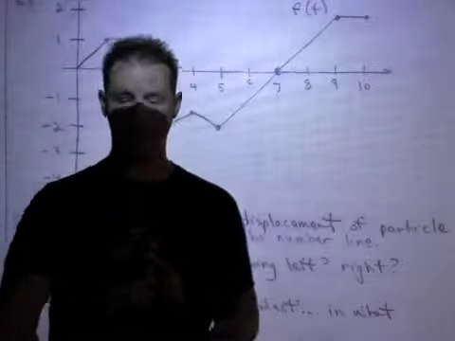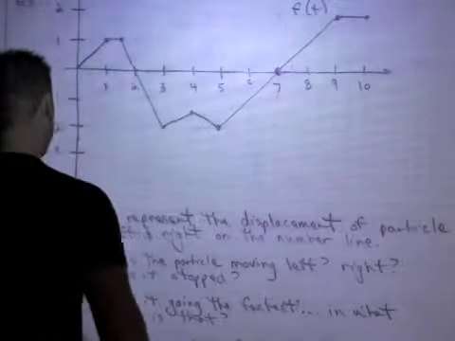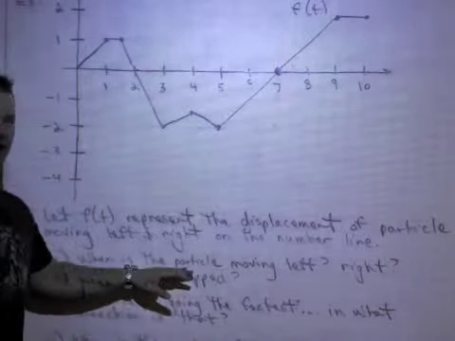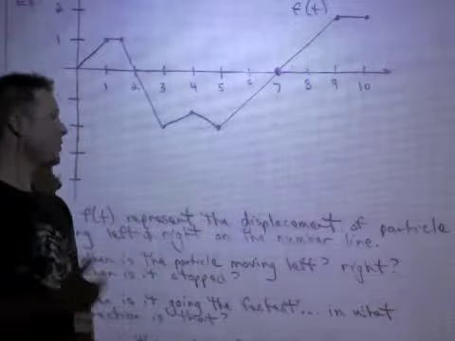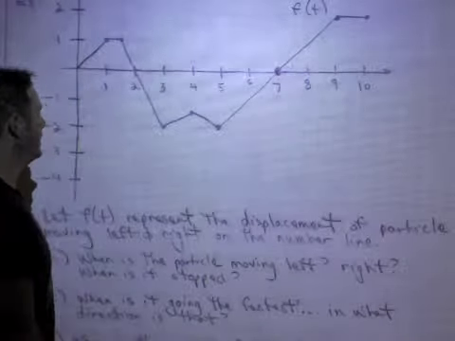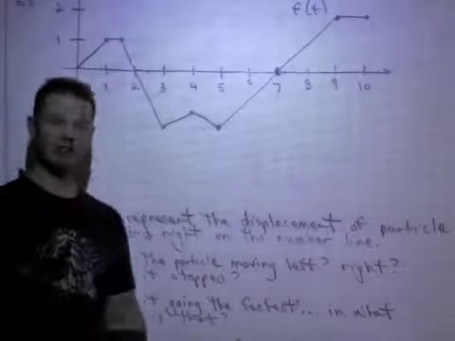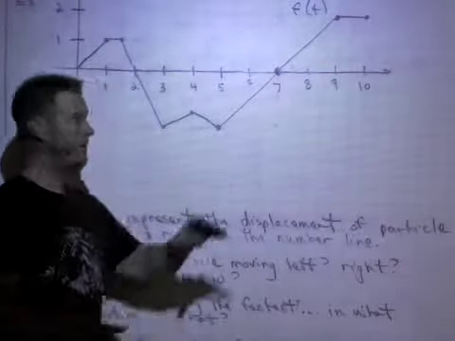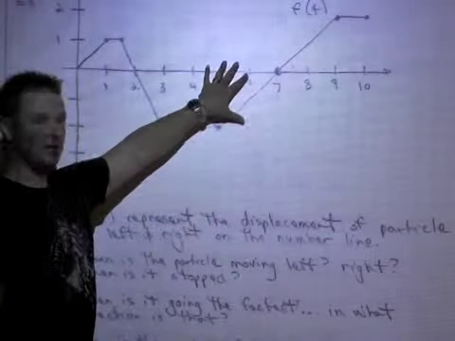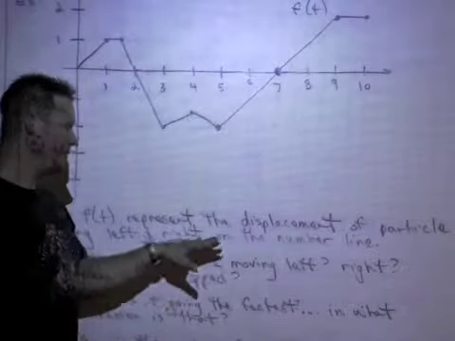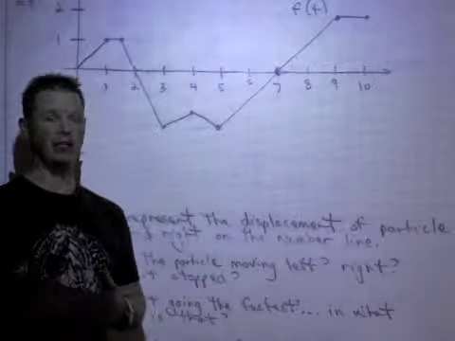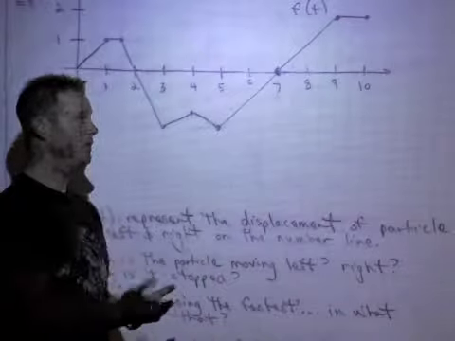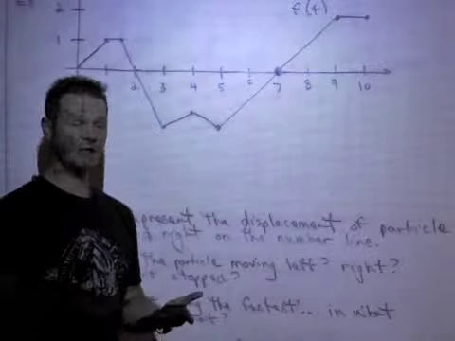Okay, so let's discuss the answer to this. When is the particle moving left? Well, the particle is going to be moving left whenever the rate of change is negative. Okay, so if this is the displacement function, when it's moving left is when the velocity would be negative. Velocity is the rate of change of your position or of your displacement.